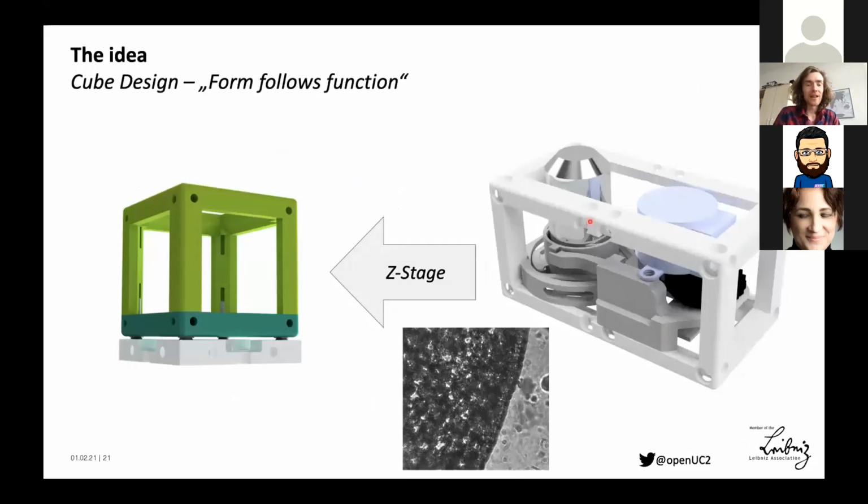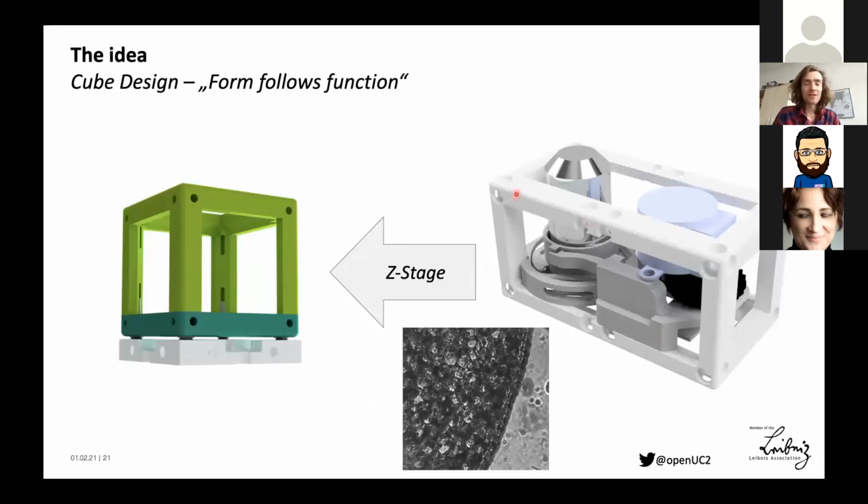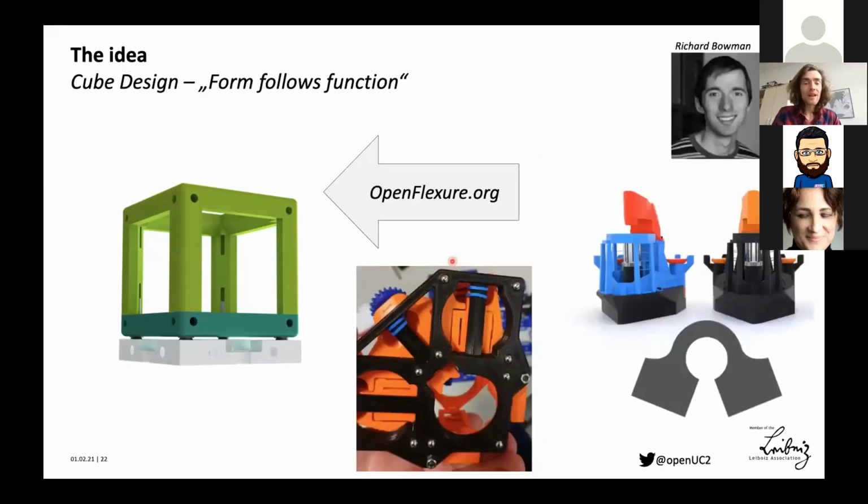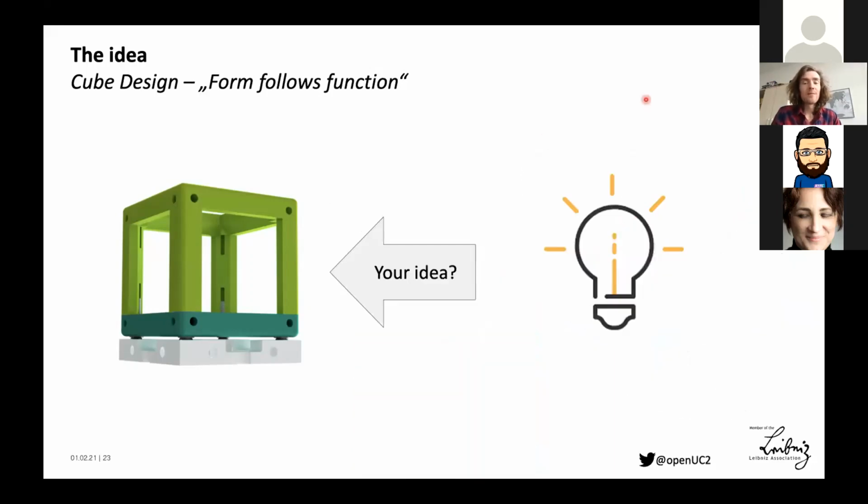So there can be simple cubes, or also some more advanced, like a Z stage if you want to refocus, or take Z stacks, for example. We also make sure that it's compatible with other open source projects, like I said, the Open Microscope. And very important, if you have an idea and you would like to see that, you can always file an issue in our GitHub repository, and more to that later.